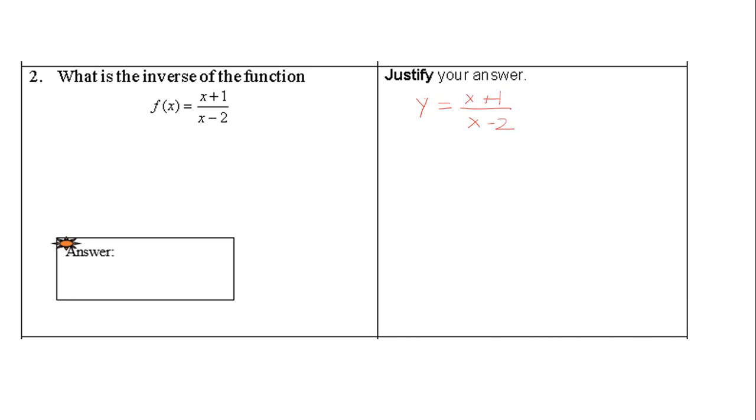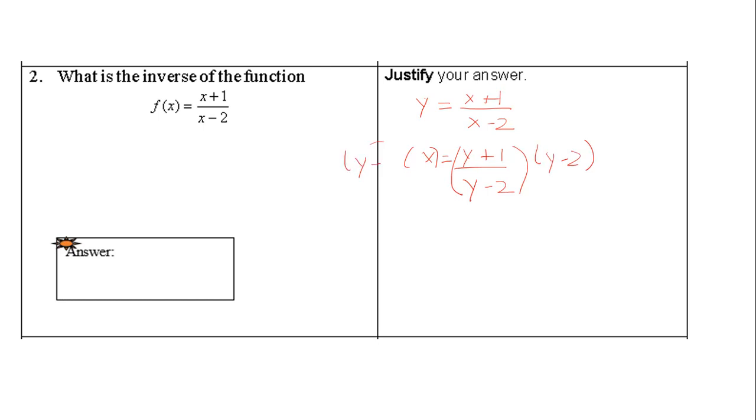Now we can go ahead and make the swap. x equals y plus 1 over y minus 2. Now we have to solve for y. So what we're going to do is multiply both sides of the equation by the denominator to get rid of the denominator.